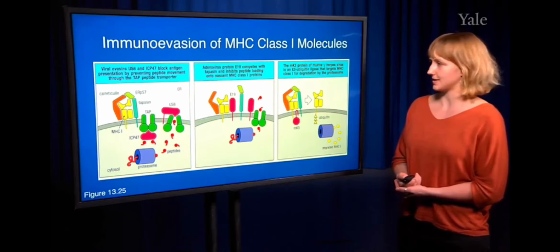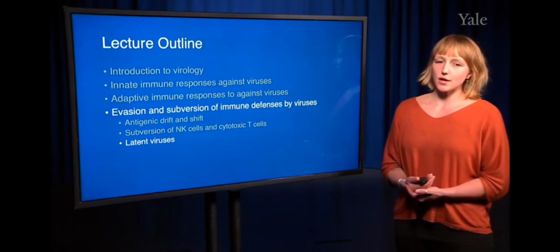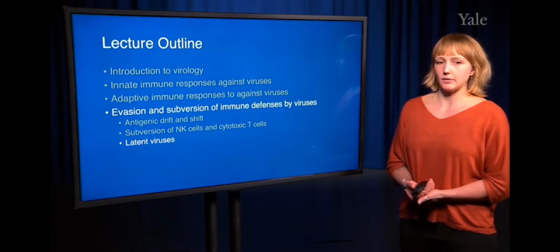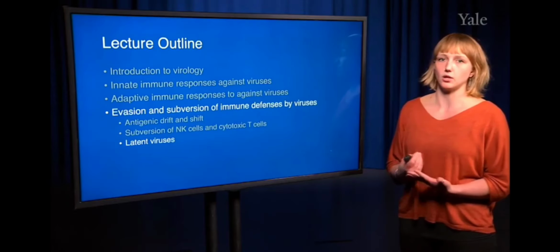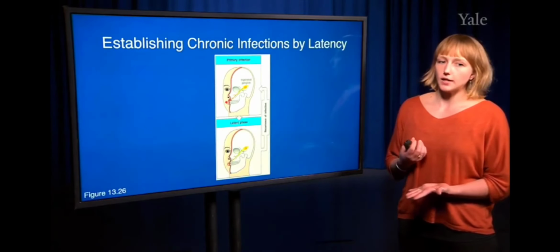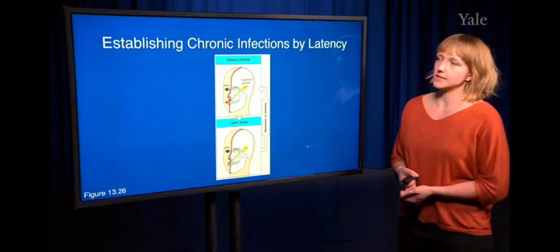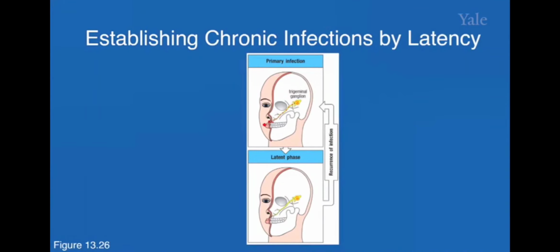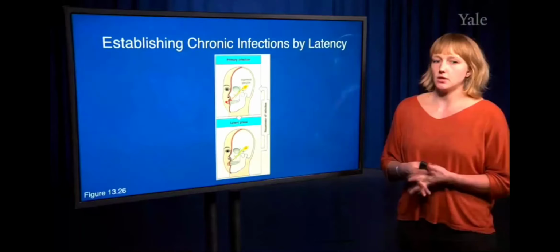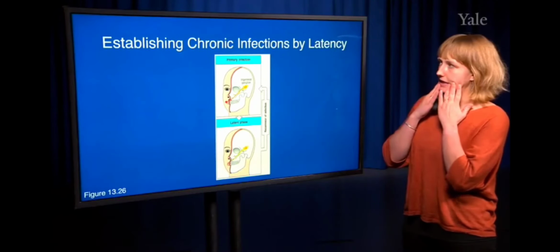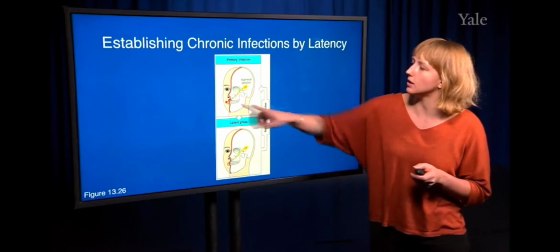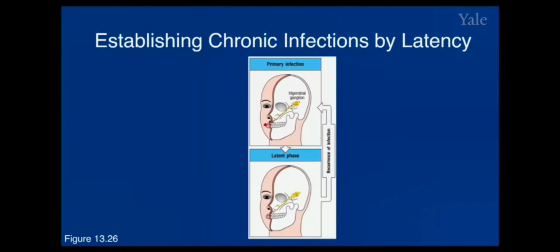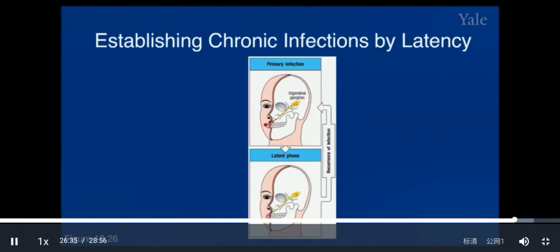So another mechanism of subversion is called latency. Chronic infections are often caused by viruses that are latent. Here, for example, is one of the most infamous viruses that uses latency, called Herpes simplex virus. So the initial infection happens in the skin, and the primary infection is typically seen as a cold sore on the lip.